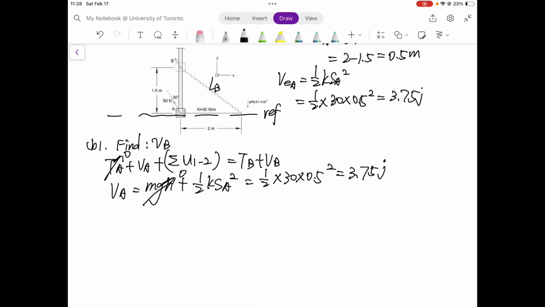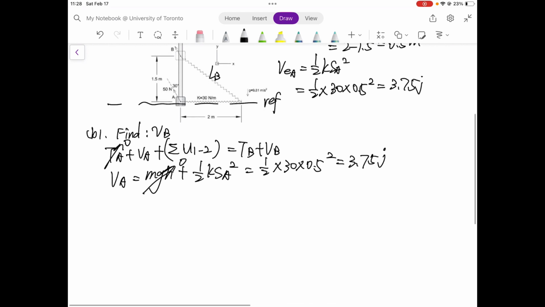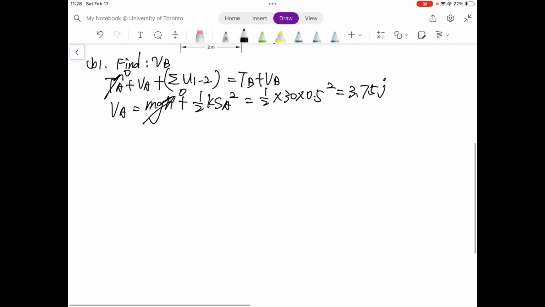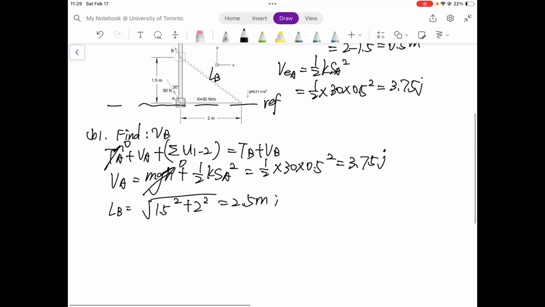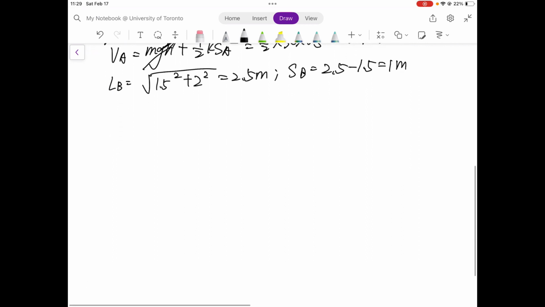Also, we need to find the length of the spring at point B, which is equal to the square root of 1.5 squared plus 2 squared, which is equal to 2.5 meters. So the stretch at point B is 2.5 minus 1.5, which is equal to 1 meter. So we can calculate VB.